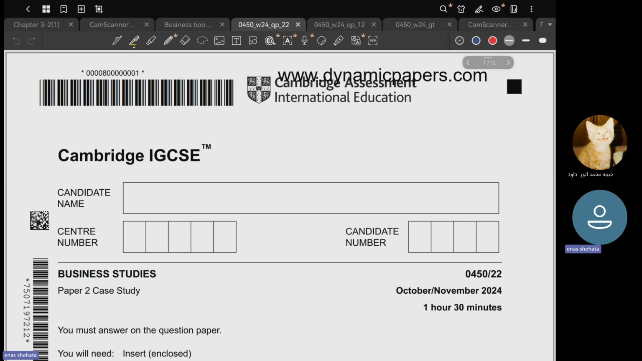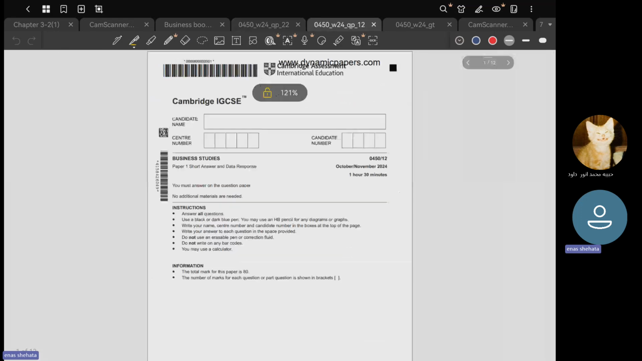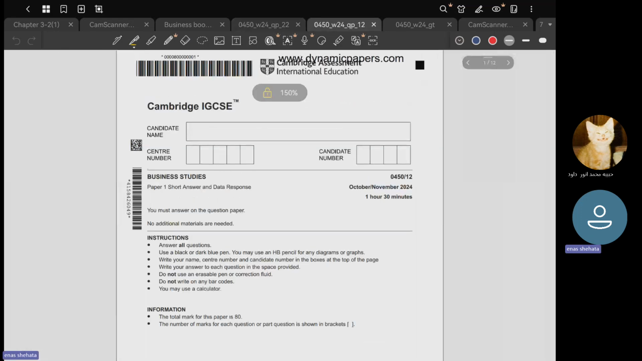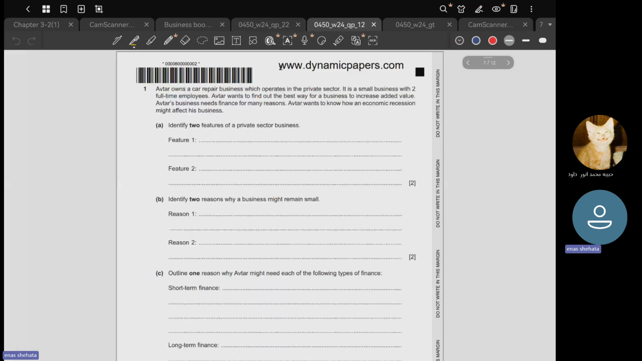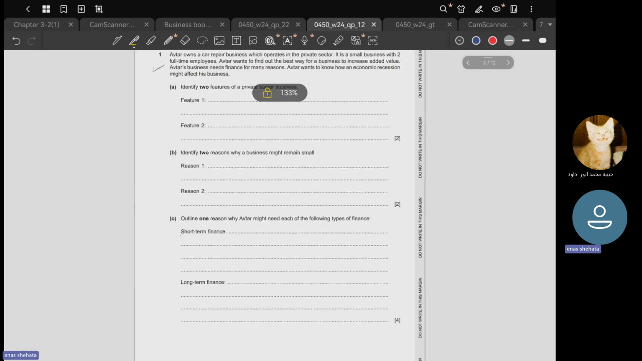We have 2 papers, paper 1 and paper 2. Paper 1 is an hour and a half, and paper 2 is also an hour and a half. It has short cases, and we will practice today how to solve short cases. This we call a case, with some questions related to this case. Very direct question at the beginning, يعني identify, you will just state the point.